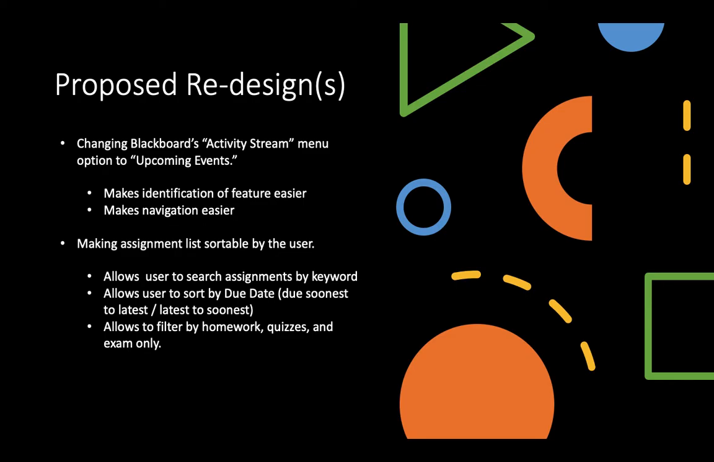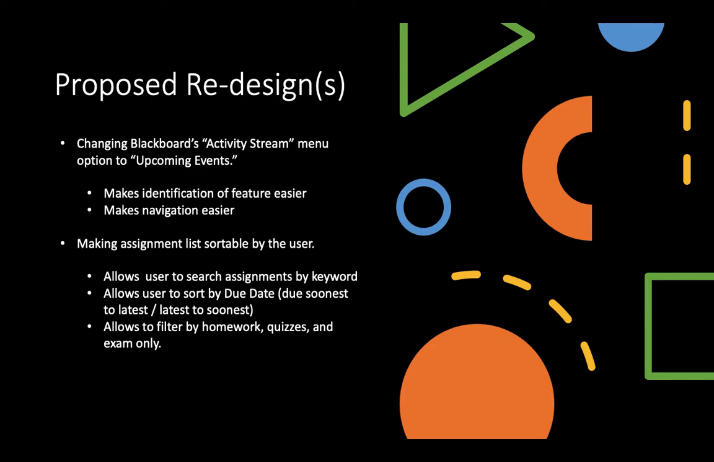Those items include basically changing Blackboard's activity stream menu option to the name upcoming events. We feel that activity stream doesn't really lend a lot of information as to what is contained within that option. Activity stream could imply recently submitted assignments, recently visited forums, basically your activity the way you would on other social media sites, something that would show you where you've been.